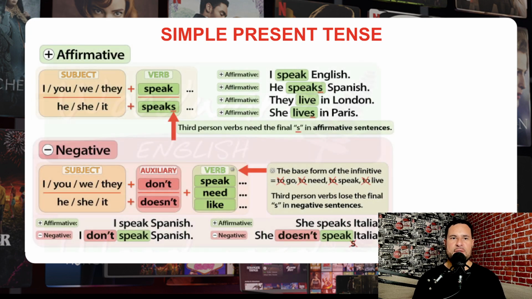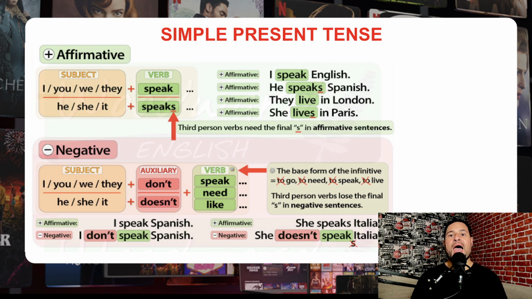In affirmative, the simple present tense is like this. You can say I, you, we, they, he, she, it. The pronouns. And you say speak, the verb to speak, okay? So for I, you, we, and they, you say speak. And for he, she, it, you say speaks. You add an S at this point, okay? Because it's he, she, it, the third person singular.